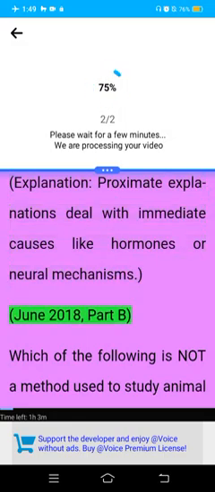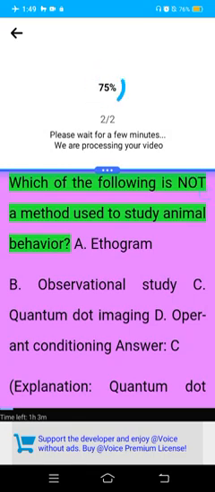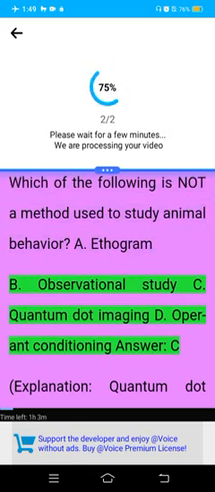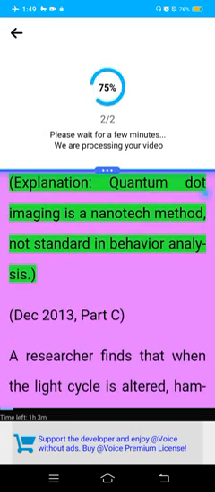June 2018, Part B. Which of the following is not a method used to study animal behavior? A. Ethogram. B. Observational study. C. Quantum dot imaging. D. Operant conditioning. Answer, C. Explanation. Quantum dot imaging is a nanotech method, not standard in behavior analysis.